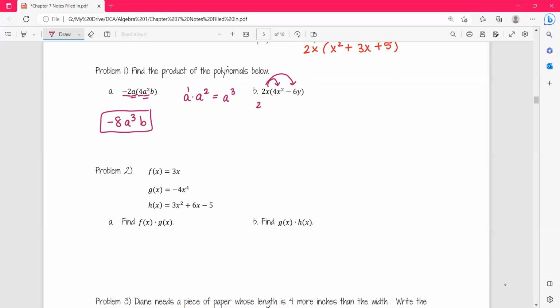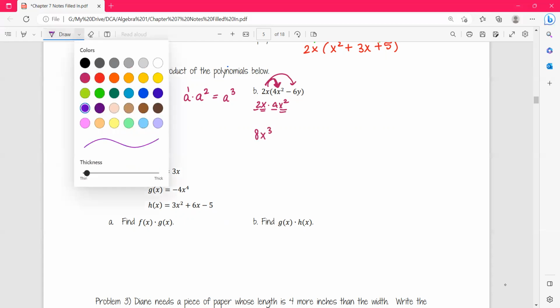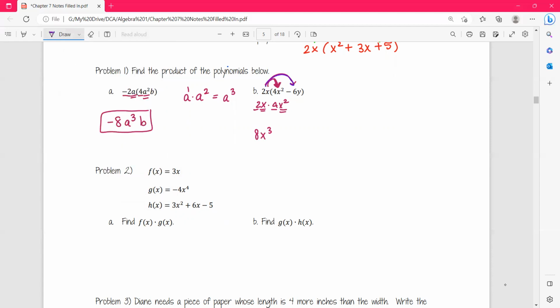So I need to do 2x times 4x squared. So I'm going to multiply, right? That's right here. This first term times that 2x. 2 times 4 gives me 8. X times x squared is x cubed, right? Multiply variables, add the exponents. And then we have to come through and do the 2x times the -6y. Okay? And I've got 2 times -6 is -12. There's only one x and there's only one y. Here's my answer. So I have a binomial answer there.